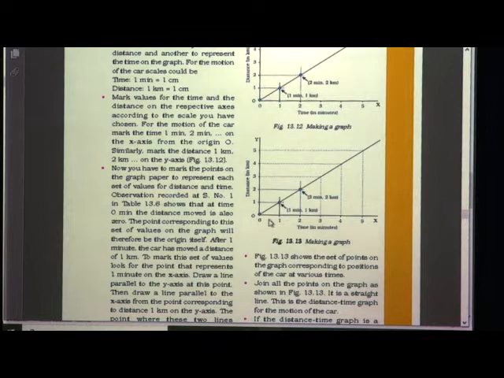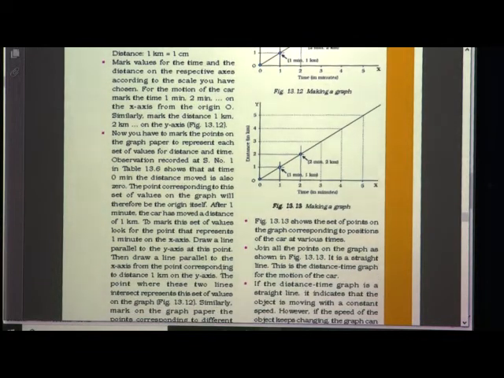It means that the car had not started, and before the start the reading was 0 minutes and the distance covered was 0 kilometers. So that blue point is showing 0 kilometers at 0 minutes. Like this, at 0 minutes, then 1 minute, 2, 3, 4, 5 minutes, you have to mark these values on these points. Then after 1 minute, see, the point corresponding to this set of values on the graph will therefore be the origin itself.